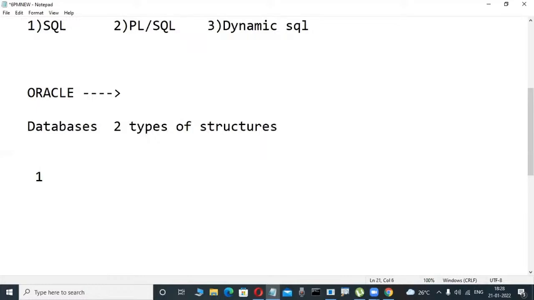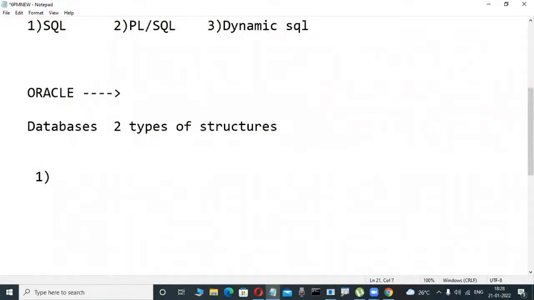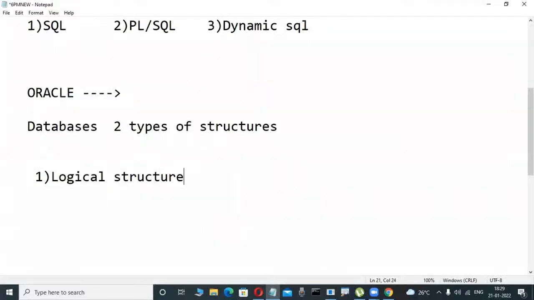Maybe anybody has an idea? Suppose you are taking Oracle, SQL Server, MySQL, or DB2, any relational database software you install in your system, two types of structures are there. One is logical structure. Database means it is a place where we can store structure. Here one is logical structure. Another one is physical structure.